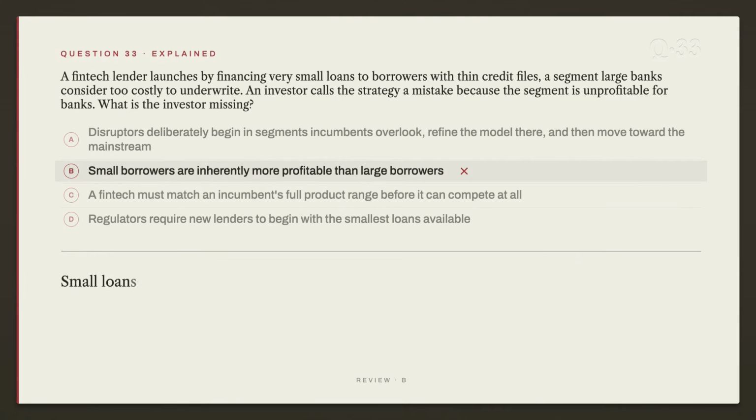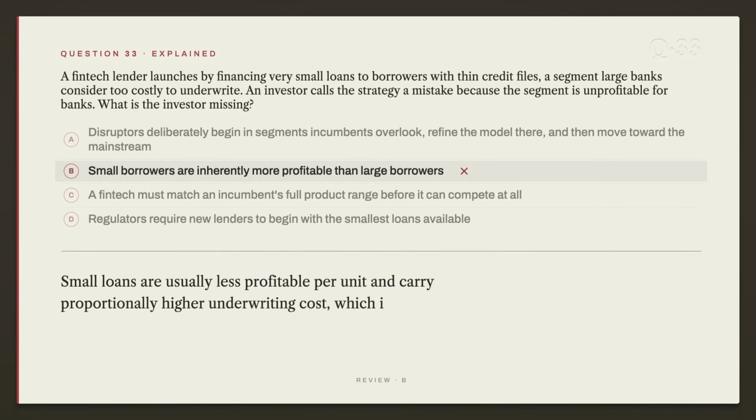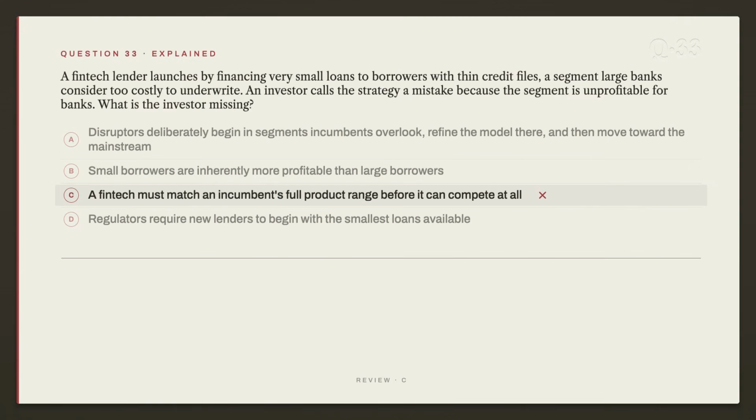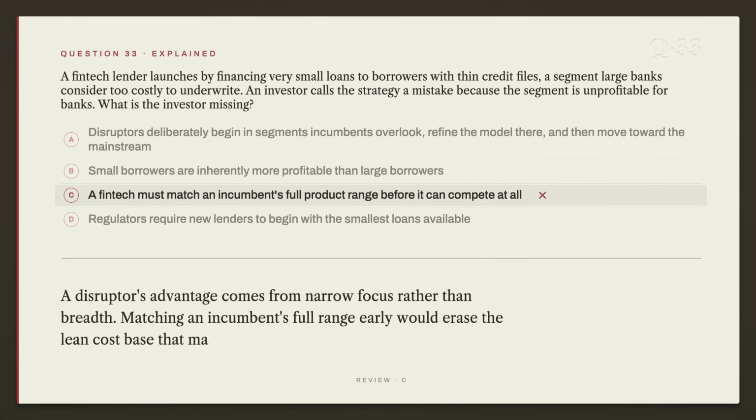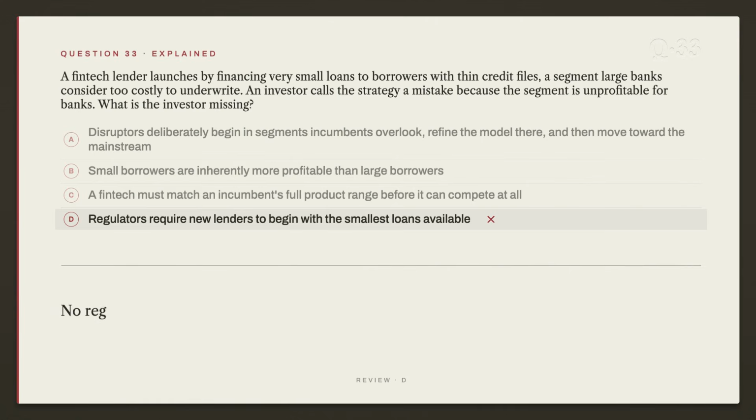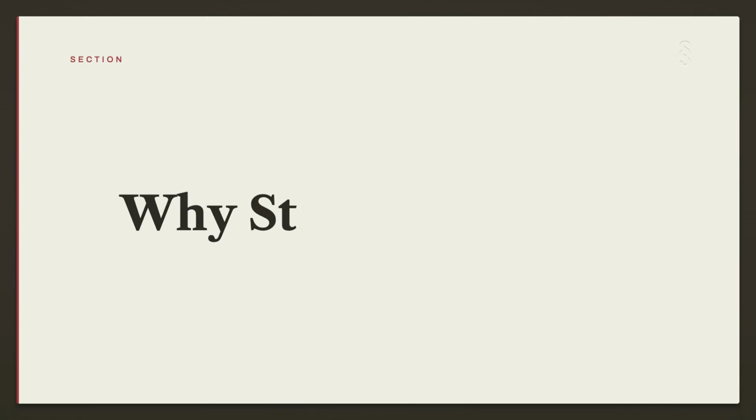B is wrong because small loans are usually less profitable per unit and carry proportionally higher underwriting cost, which is exactly why banks exited them. The entrant wins by driving the cost of service down, not because the segment is inherently richer. C is wrong because a disruptor's advantage comes from narrow focus rather than breadth. Matching an incumbent's full range early would erase the lean cost base that makes the model work. D is wrong because no regulation dictates the size of loans a new lender must originate first. The choice is strategic rather than mandated.